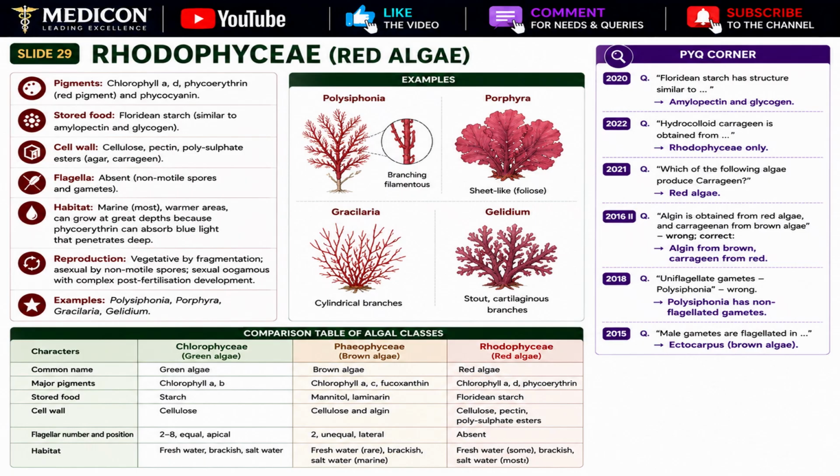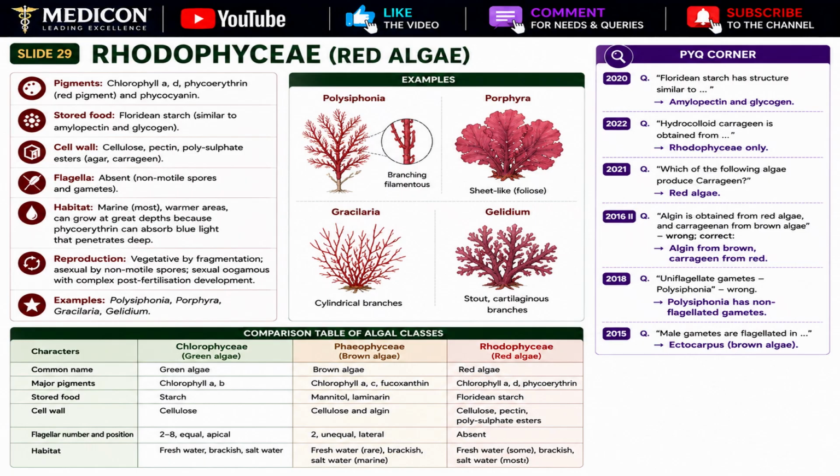Let's see one by one the structural importance here. Polysiphonia has many branches. Poly means many, siphon means a branch. So therefore branching filamentous structure is present in the Polysiphonia. Now comes the Porphyra. It is a sheet-like foliose, foliose meaning leaf-like, sheet-like structure. Gracilaria, it has cylindrical branches, thin stick-like cylindrical branches are present in Gracilaria, and for the Gelidium, it has stout cartilaginous branches. It is very important here.